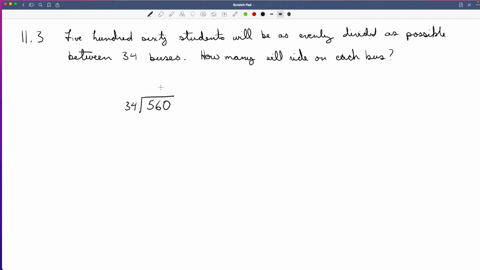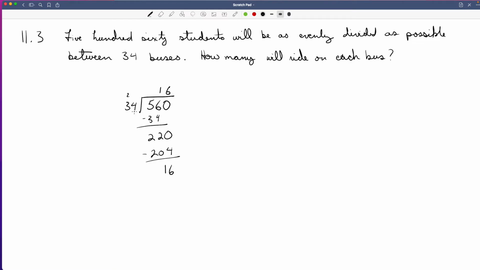34 goes into 56 one time. So subtract 34 from 56. We get 2 and 2. We bring down our 0. And then we can say, I want to say 6 will go into that. So let's try 6. 6 times 4 is 24. Carry the 2. 6 times 3 is 18, 19, 20. So that's 20. So we could subtract and we have 16 remaining, okay?